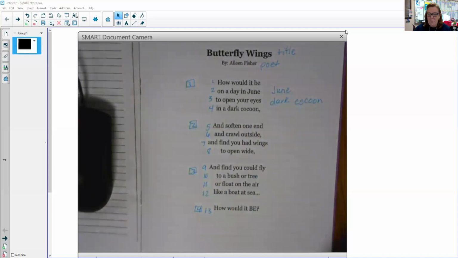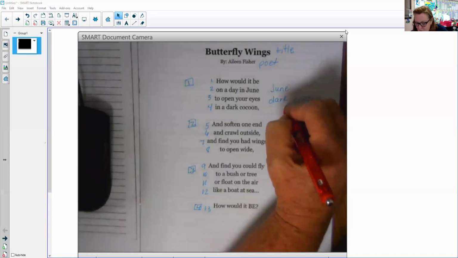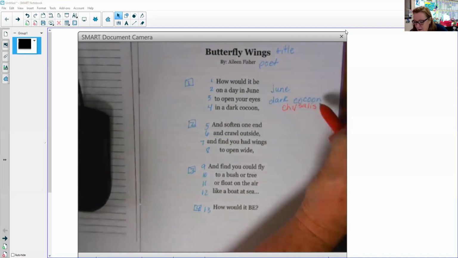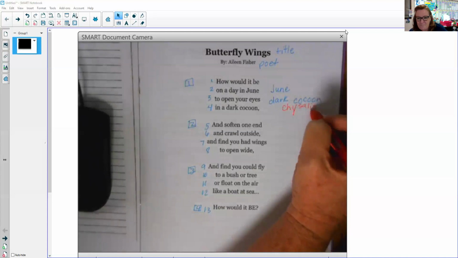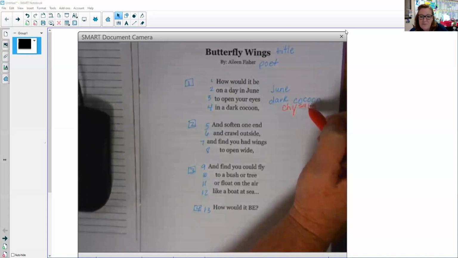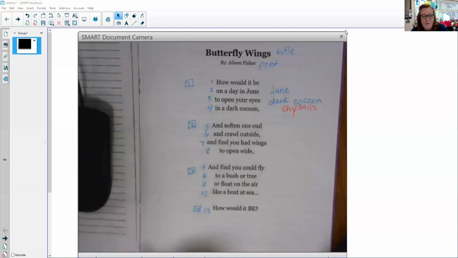I kind of have a little bit of a problem with the word cocoon, but I understand what they did, because a butterfly does not come out of a cocoon. A butterfly comes out of a chrysalis. A moth comes out of a cocoon. A butterfly comes out of a chrysalis. But I'm going to show you why the poet used cocoon instead of chrysalis. A lot of people don't really know that a cocoon is a moth and a chrysalis is a butterfly. But we're going to find out a little bit more about that. So I put it in a different color so I would remember to go back to that.